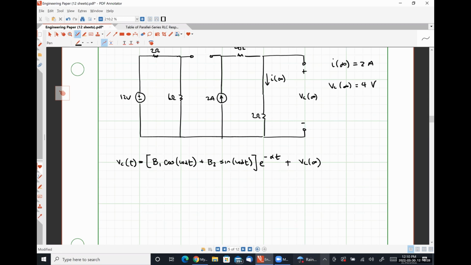All right. So before we move forward from here, it's probably of use to us to calculate the quantity omega d. Omega d is the square root of omega naught squared minus alpha squared. So this is going to be the square root of 1/2 minus 1/4, or the square root of 1/4.